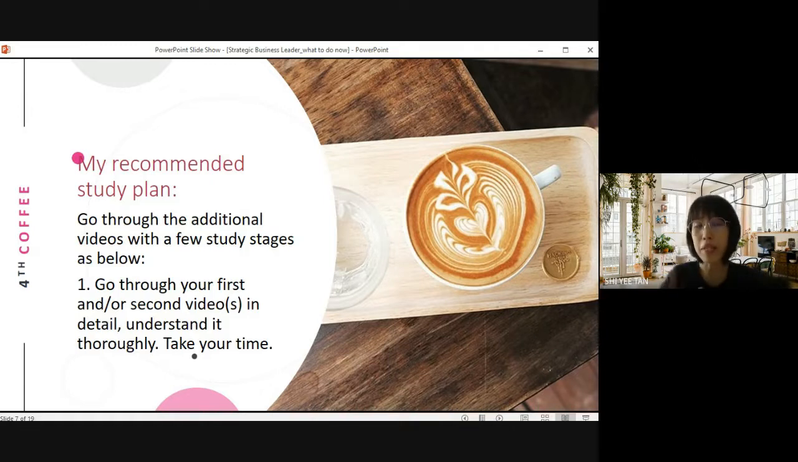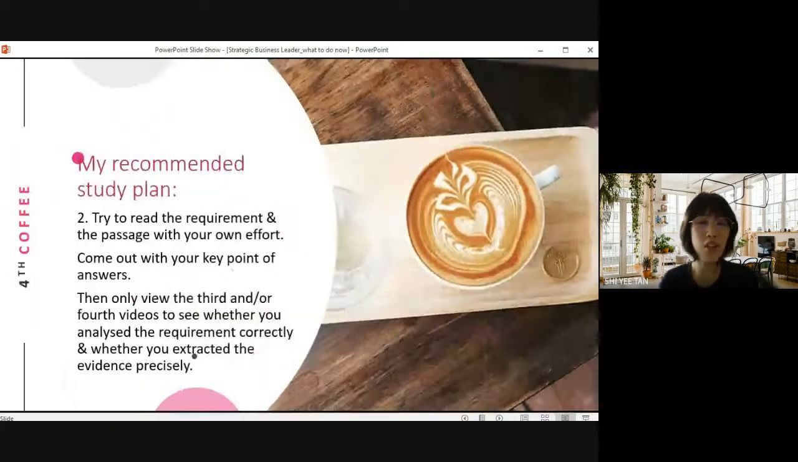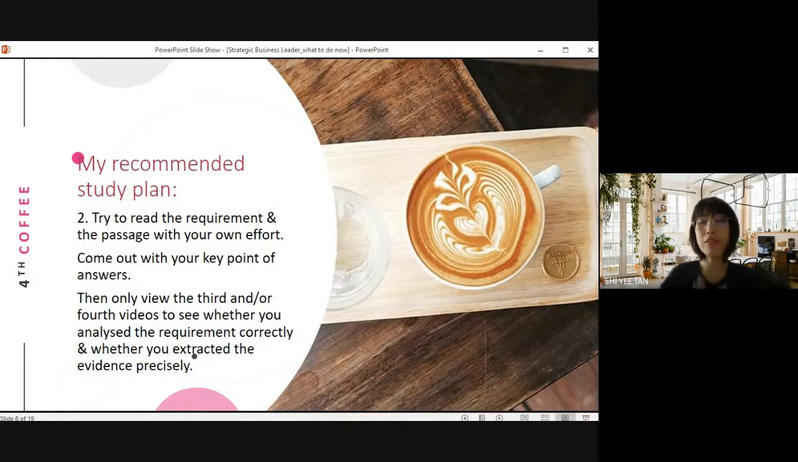Then if you are familiar with the first and second video already, we can proceed to the next stage, whereby you try to read the requirement and the passage with your own effort first. It means you don't view the video. You know that the video is going to discuss maybe question 38. Okay, I'm going to read question 38 first, read the requirement, and read the passage, the case study, by myself. And you come up with your own key points of answers. It means you try to come up with a plot of your answer by yourself. Don't refer to the answer.